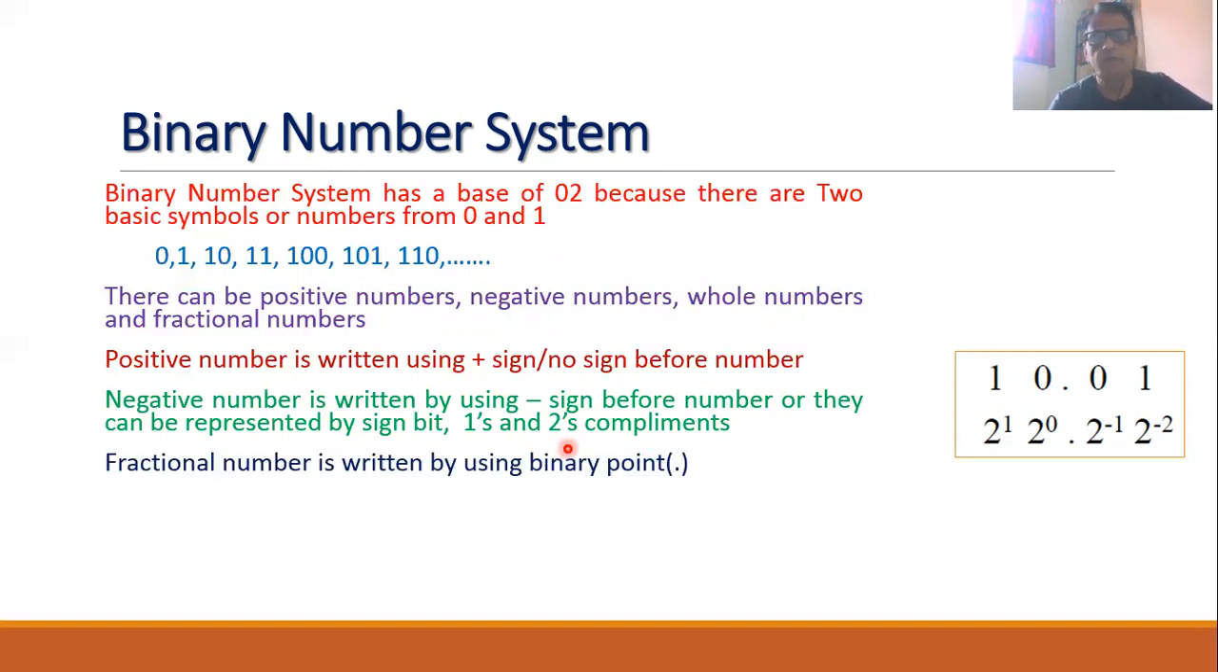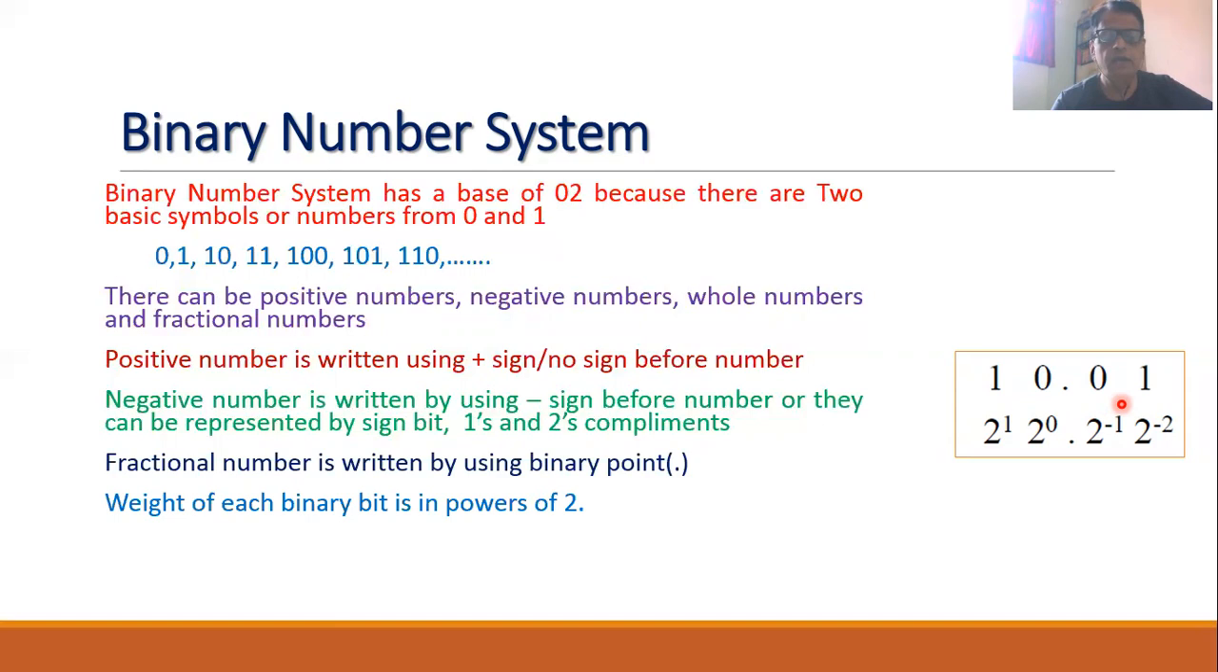You will find that whenever we write any fractional number, then the fractional number has to be written with a binary point. Say for example, this is my binary number 10.001. Now this is the binary point, and you will find that the left part is the integer part and the right hand part is being called as a fractional part.